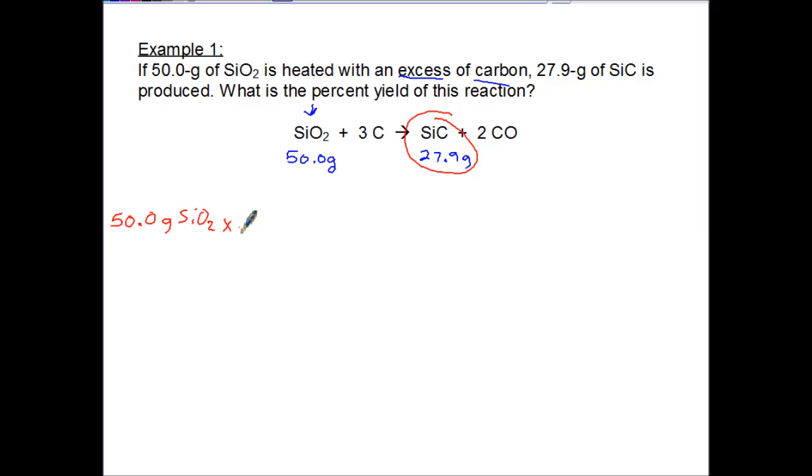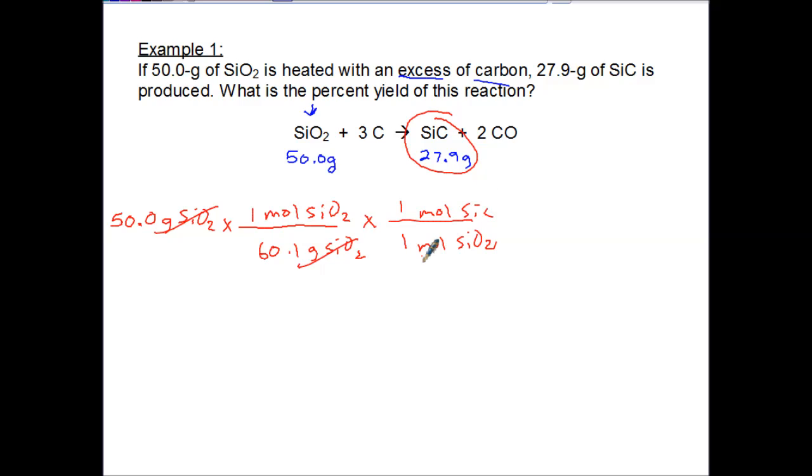So we'll do our stoichiometry conversions here. I'm not going to talk very much here because you should know how to do this. We're going to divide by the molar mass of silicon dioxide, which is 60.1. Then we'll multiply by our mole ratio, and that's going to be 1 to 1. Then we want to find the mass of our product, silicon carbide, so we multiply by the molar mass of silicon carbide, which is 40.1 grams.